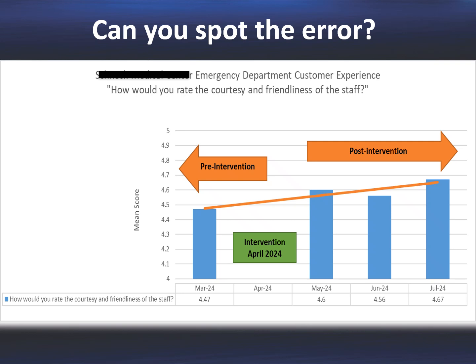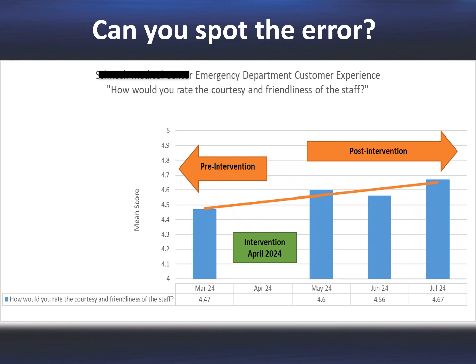Well, the first error is in the title of the graph. So we don't know what example this came from. We do know what the goal was, and this had to do with the customer experience. How would you rate the courtesy and friendliness of the staff? The location we can assume is the ED, but you would want to put that as your third row on your graph title. So the source of evidence, the measurement, and the location in the title.